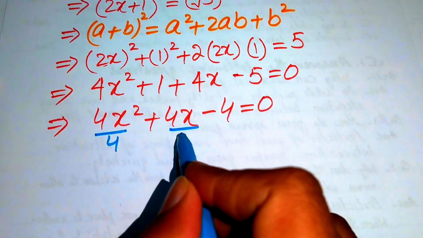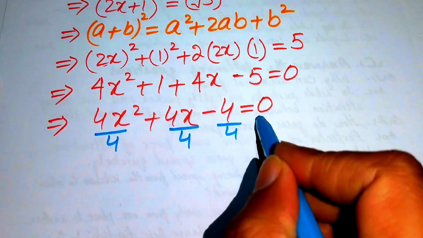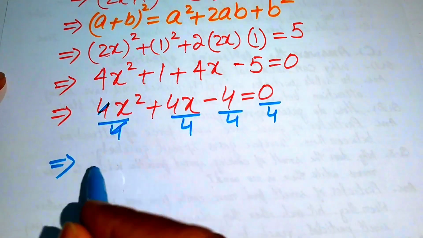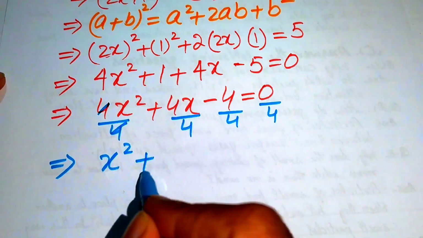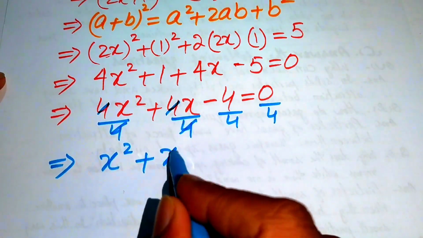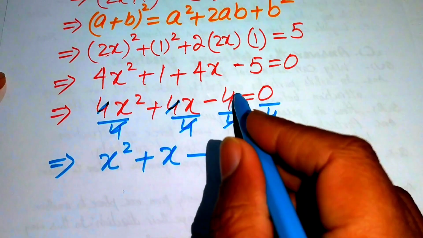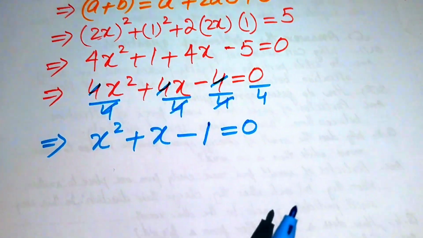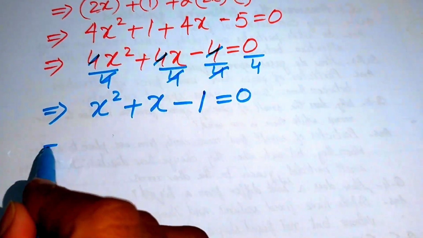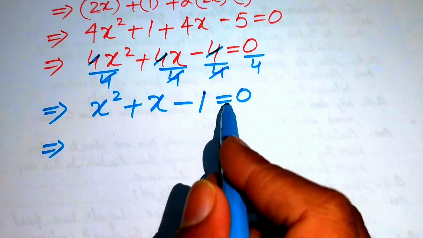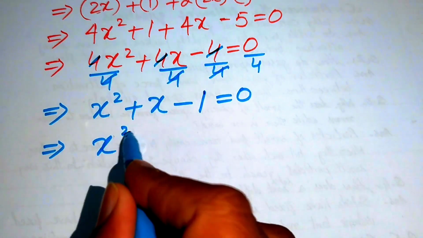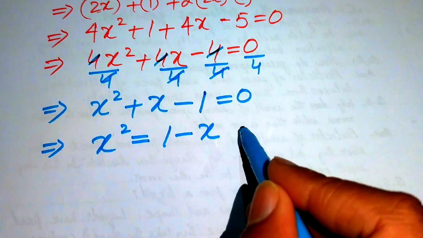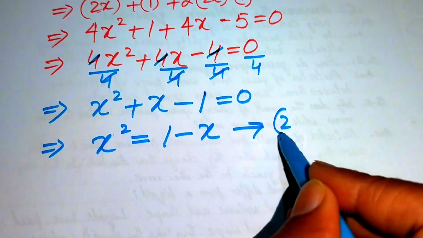When we divide both sides by 4, you get the output in this form. The 4s cancel, and we get x square plus x minus 1 equals 0. Here we rearrange this equation and move plus x minus 1 to the right hand side, and we get the value of x square equals 1 minus x, and we call this equation number 2.